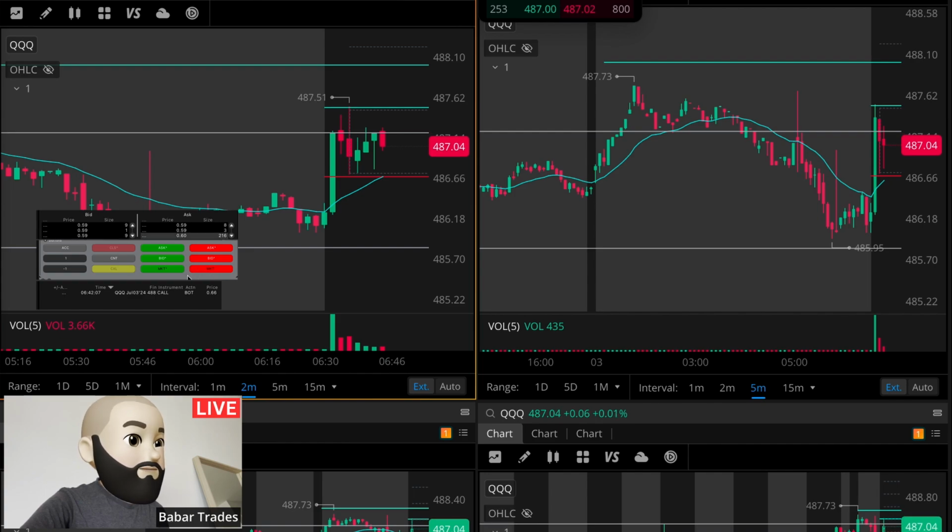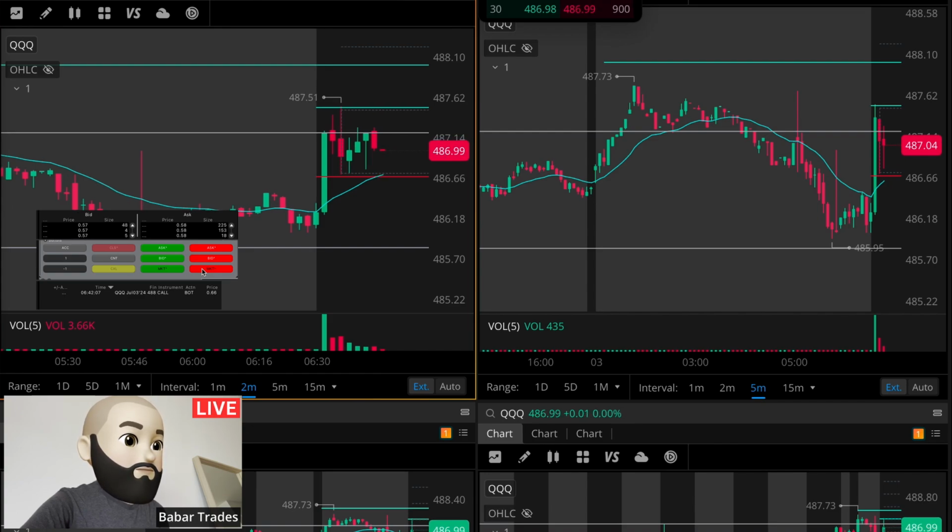If it can't hold 487 here, I think I'm okay with exiting the trade. See what happens. There are buyers there. Again, I just want to get about 15 cents, and I want to see this break 487.51, which is the high of the day. And this pivot is about 487.28.